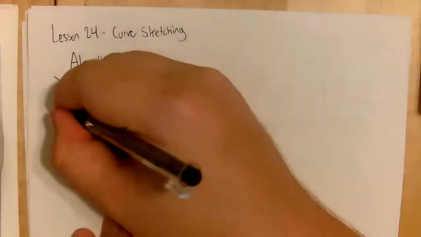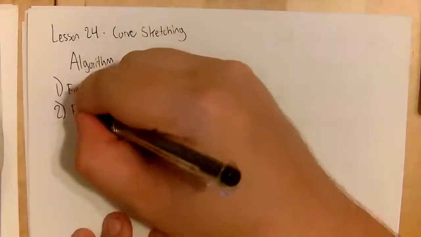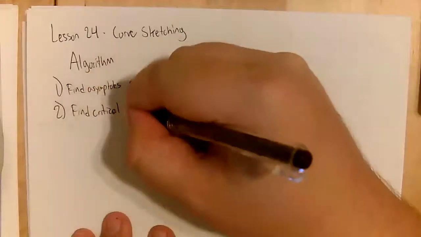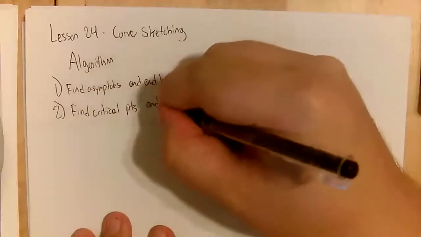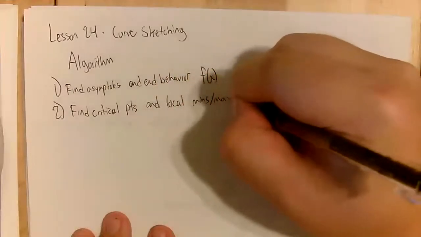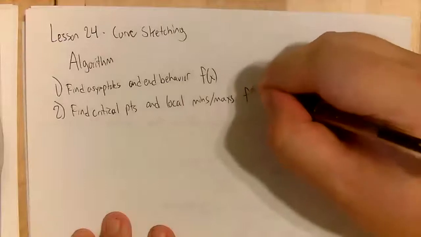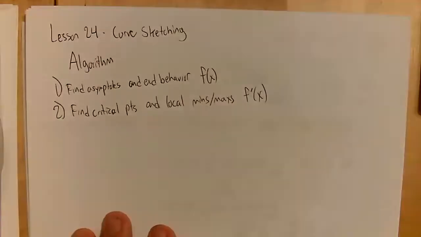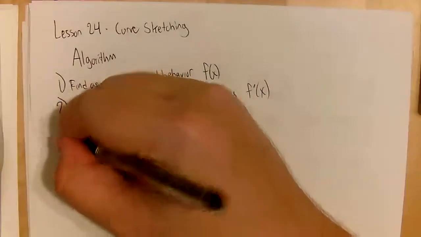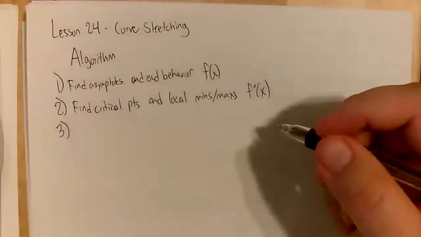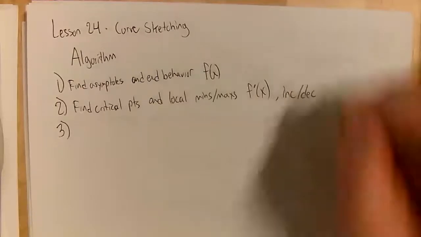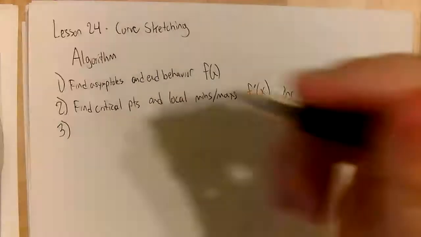original function. Next, what we're going to do is we're going to find all of the function's critical points and local mins and maxes. And to do this, we're going to use f prime of x. Next, we're going to, oh, I suppose we're also going to find out where it's increasing and decreasing as well. I forgot to mention that bit.